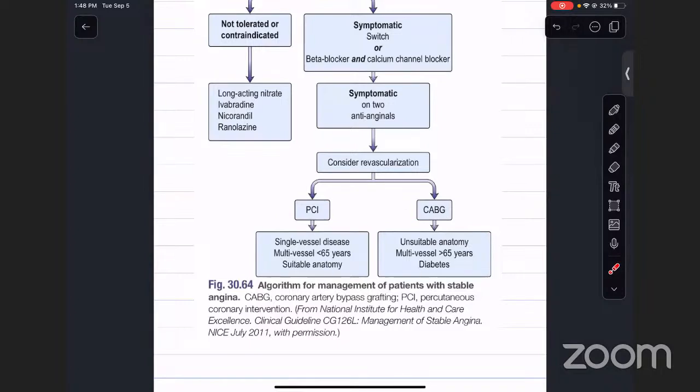But the difference between PCI and CABG is: single vessel disease, if multivessel disease less than 65 years and suitable anatomy, we choose PCI. If unsuitable for anatomy, multivessels, and patient has diabetes, we choose CABG. So this is the algorithm for management of patients with stable angina.